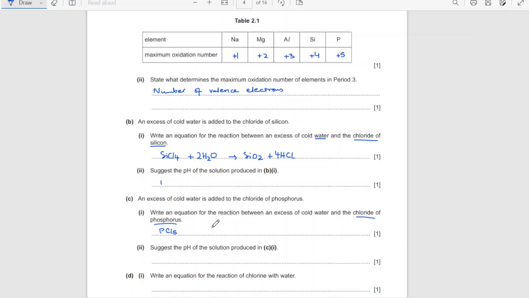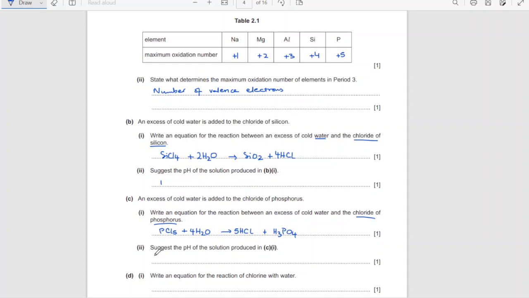So that would be +3 in PCl3, but the max is +5, so we will go with that. All right, so PCl5 plus H2O. Now this is going to give us a mixture of two acids. It's going to give us HCl and H3PO4, that's phosphoric acid. Now to balance out the Cls, we have 5HCl over here. And to balance out the hydrogen in the water, we will need 4H2O. And the rest is balanced.